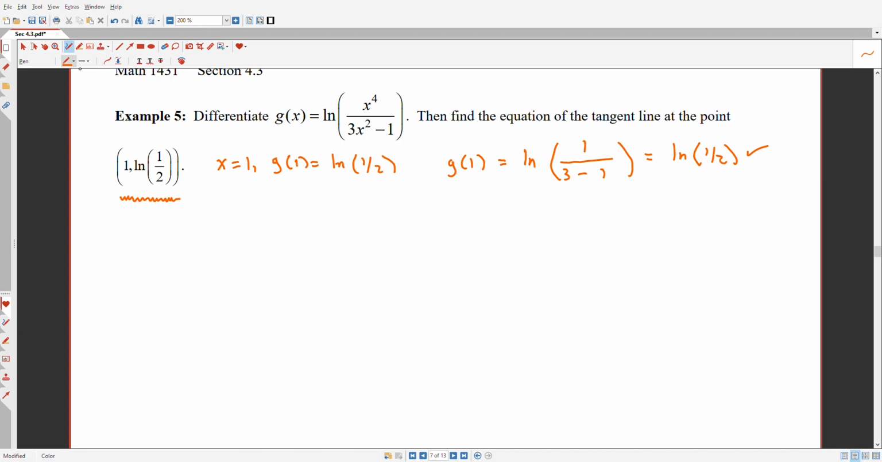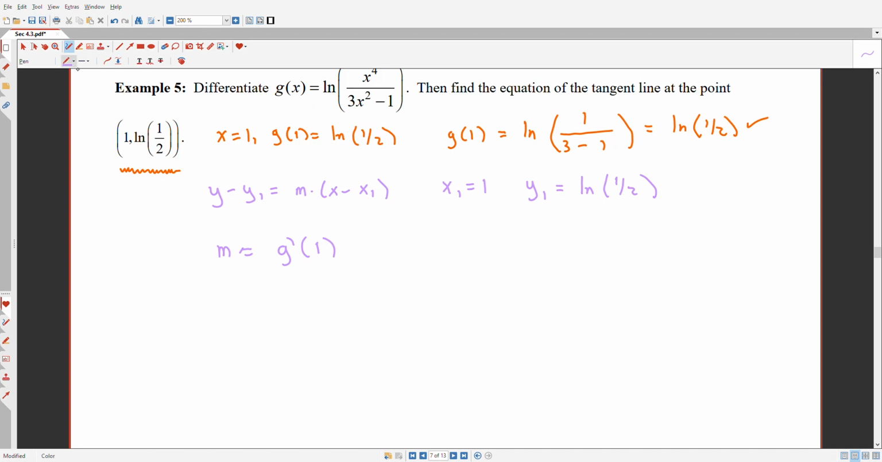So let's just remember, it's been a while since we've talked calculus. Our equation for a line will be y minus y1 equals m times x minus x1. And we already know x1 is going to be the point 1, they told us that, and y1 is this weird number, the natural log of 1/2. So the only thing we really need to do this problem is the value of the slope, and that should be g prime at our point x equals 1.